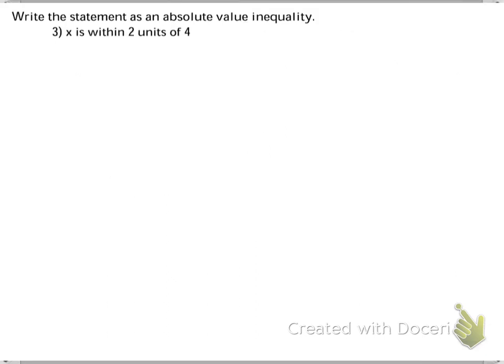X is within 2 units of 4. So this is going to be an inequality. Within 2 units of 4. Okay, here's 4. So here's 2 units that way. Here's 2 units that way. We're looking for numbers in between here, and including the 2 and 6. Okay, within 2 units of 4. So this looks like a less than, but let's take a look.